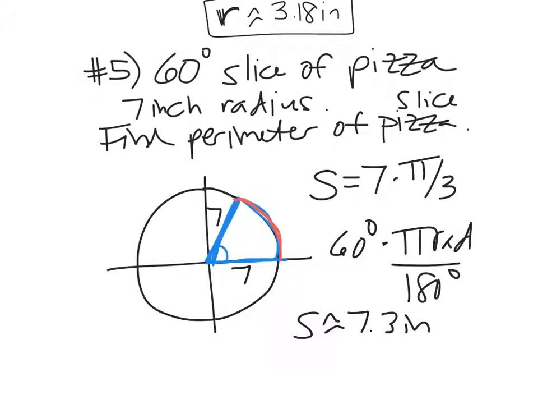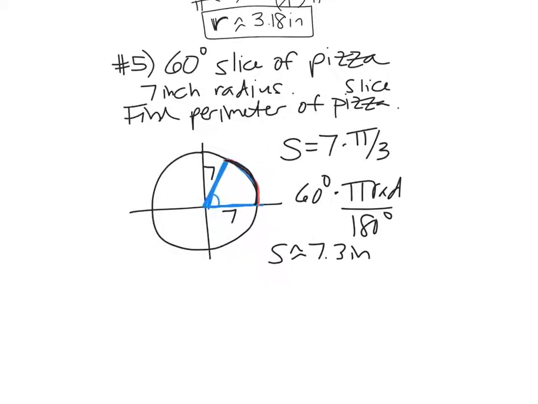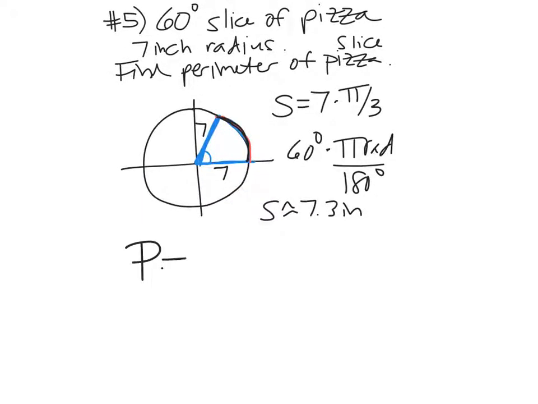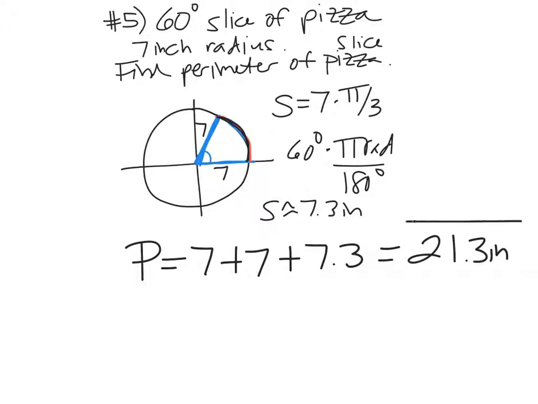Were you thinking it was going to be pretty close? Because remember, 1 radian is 57 degrees. So at 60, I'm just past 7 on my arc length. That's 7.3. Ooh, that makes sense. Okay, so now to find the perimeter, I'm going to take all the sides and add them up. So 7 plus 7 plus 7.3 gives me about 21.3 inches. Cool. All right.